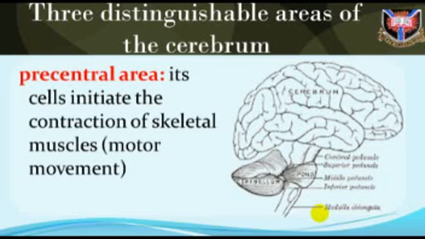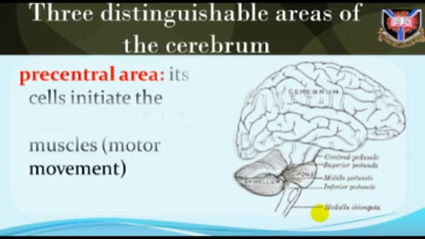1. The cells in the precentral area initiate the contraction of skeletal muscles (motor movement). Its nerve fiber passes downwards through the internal capsule to the medulla oblongata, where it crosses to the opposite side, then descends in the spinal cord. At the appropriate level in the spinal cord, the nerve impulse crosses a synapse to stimulate a second neuron, which terminates at the motor end plate of the muscle fiber.